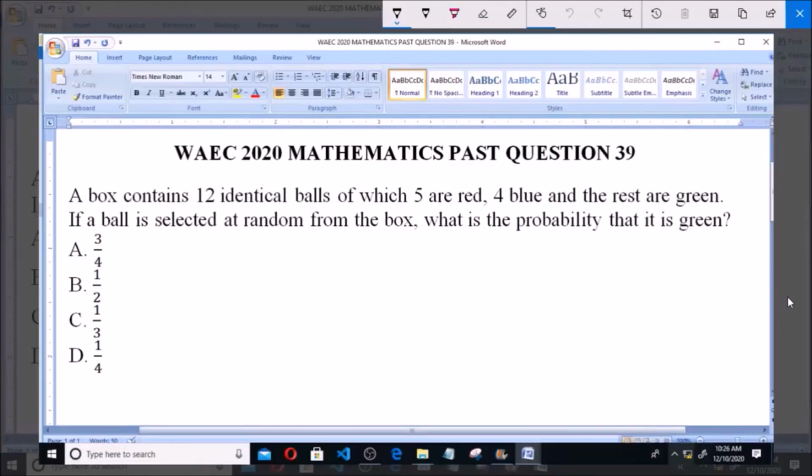I'll be answering WAEC 2020 Mathematics Past Question 39. A box contains 12 identical balls, of which 5 are red, 4 blue, and the rest are green. If a ball is selected at random from the box, what is the probability that it is green?